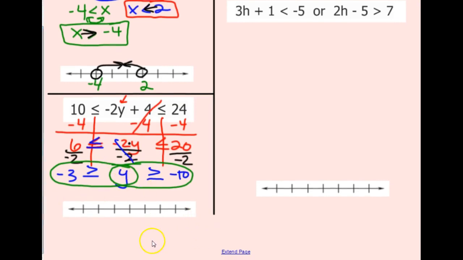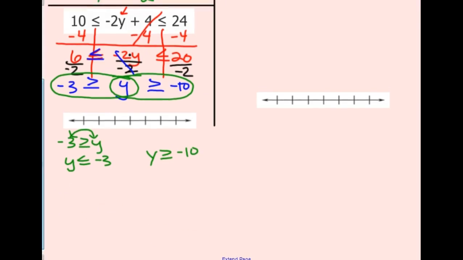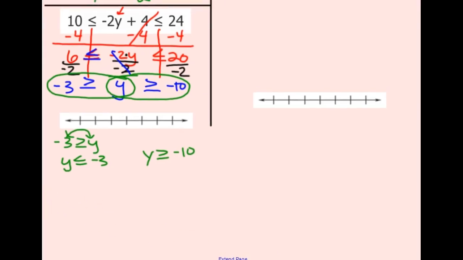So I'm going to just write this below here. We have y is greater than or equal to negative 10, this one. And this one over here we have negative 3 is greater than or equal to y. We got to flip those around. Y, flip our sign, and negative 3. So we can graph this one just like it is, and now this one as well.